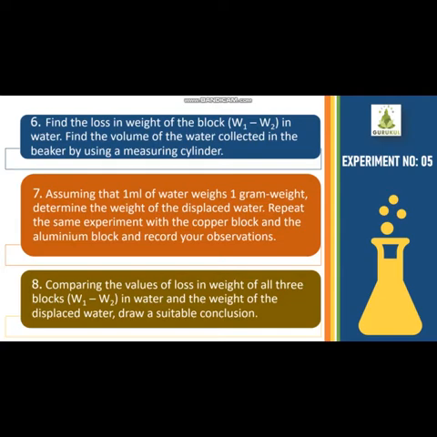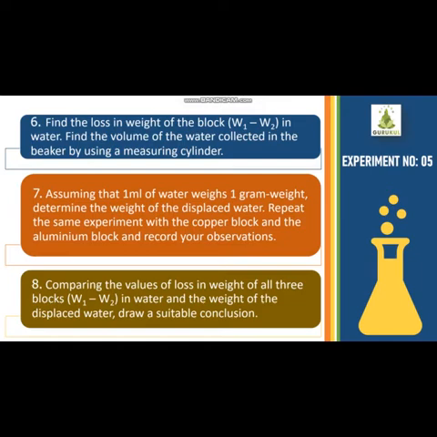Find the volume of the water collected in the beaker by using a measuring cylinder. As I said, the water collected in the beaker will be transferred to the measuring cylinder. Now the 7th step is very important here. Assuming that 1 ml of water is 1 gram weight, we have to determine the weight of the displaced water.